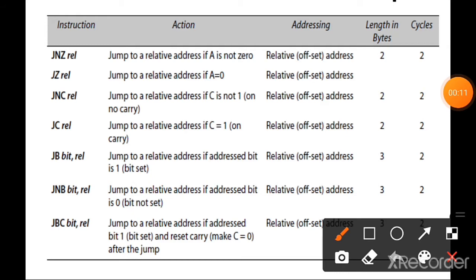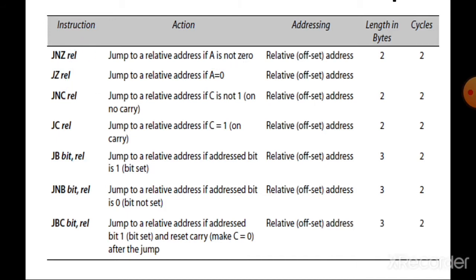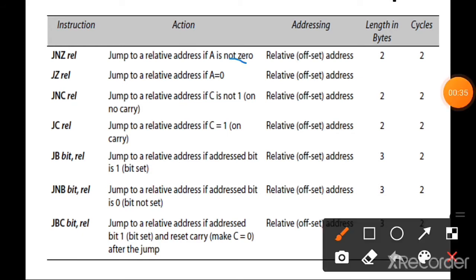Here REL indicates the relative address. Then jump non-zero. That means if A is non-zero, that is, the accumulator content is non-zero, then jump to the location specified in the relative address. JZ indicates that if the accumulator is equal to 0, then jump to this relative address.